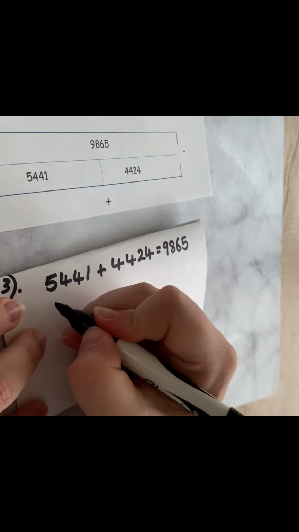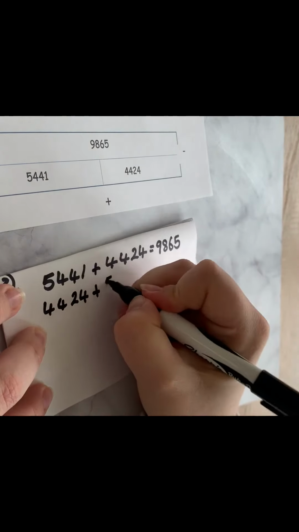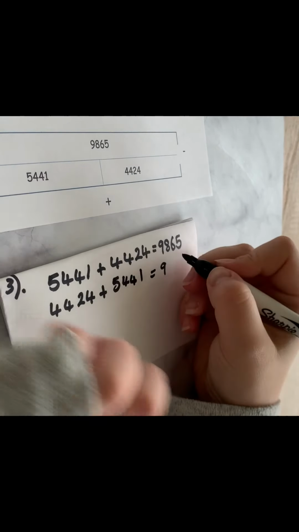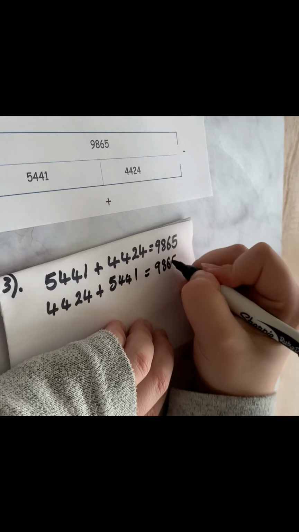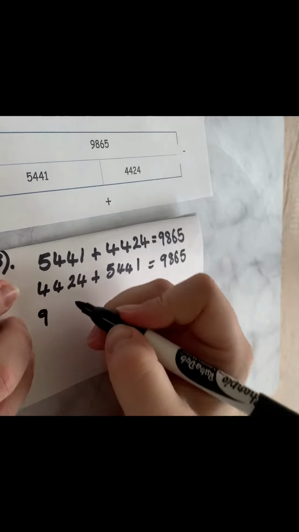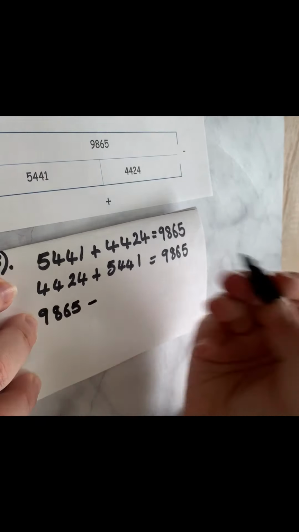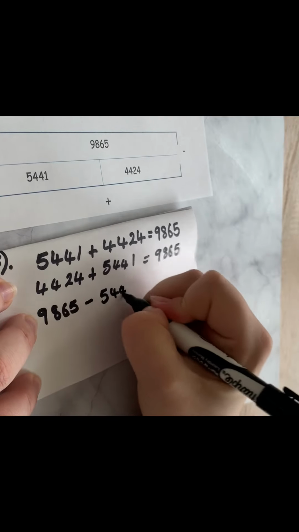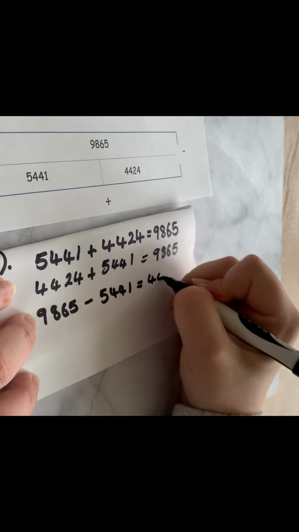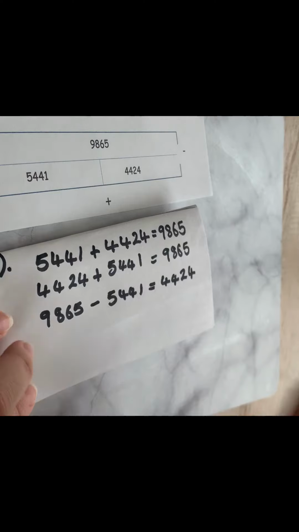And then I can also do 4,424 add 5,441. Again, that would still equal 9,865. Again, with the subtraction starting with the biggest number, 9,865, I'm going to take away 5,441. Take away this would leave me with this, 4,424.